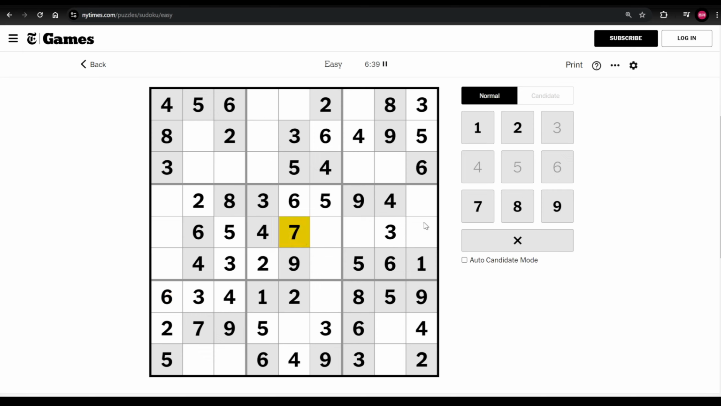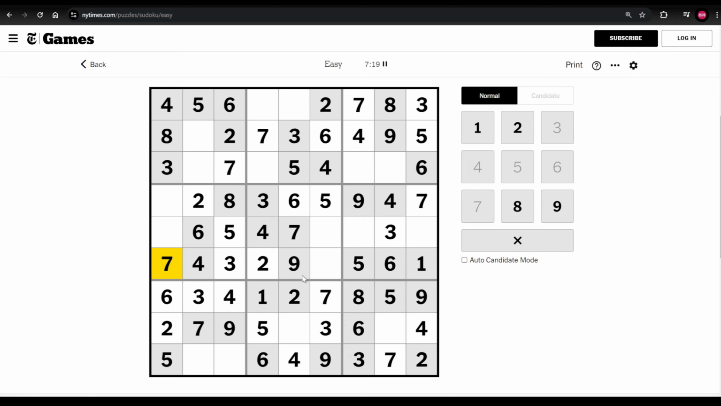Now 7. Okay, these 2 cannot be 7. So this is 7. This cannot be 7 because of this. So this is 7. And this also cannot be 7. So this is 7. And these two cannot be 7. So this is 7. And then these two cannot be 7. So this not 7, this not 7, so this is 7. And then this not 7, and this not 7. 7. Okay, we found all the 7s.